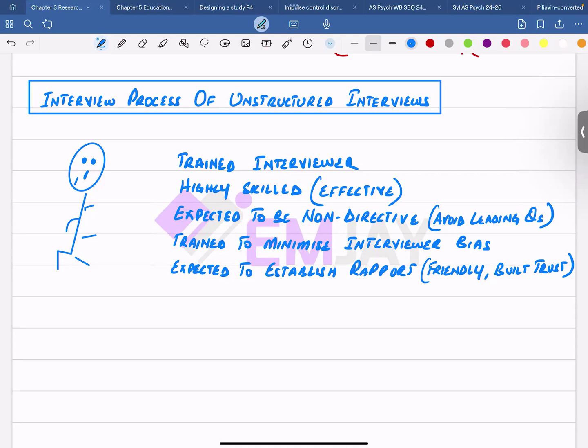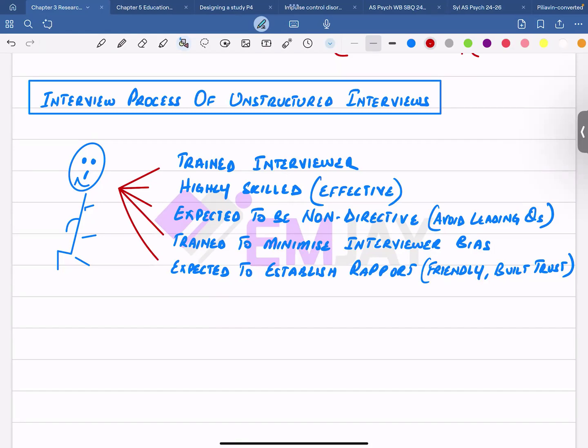So these are a few instructions that are typically given to interviewers. They're expected to be trained and highly skilled, because you want the interview process to be highly effective. They're expected to be non-directive, that is, avoid asking leading questions. They're trained to minimize interviewer bias. They're expected to establish a rapport with the participant, that is the interviewee. And for this, they conduct their interview in a very friendly atmosphere.